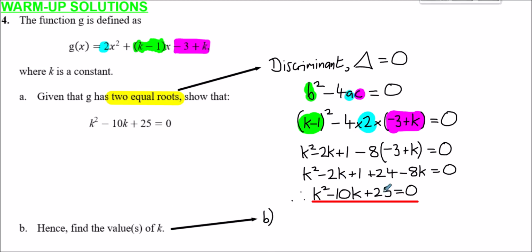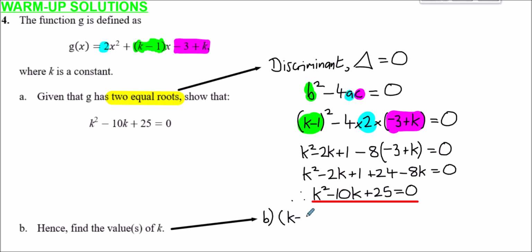We can take what we had from part A and just continue it on. So what we need to do here is factorise this if we can. Two numbers that multiply together to give us 25, when we add them together give us minus 10. Well, that's minus 5 and minus 5, so actually this factorises into a perfect square.